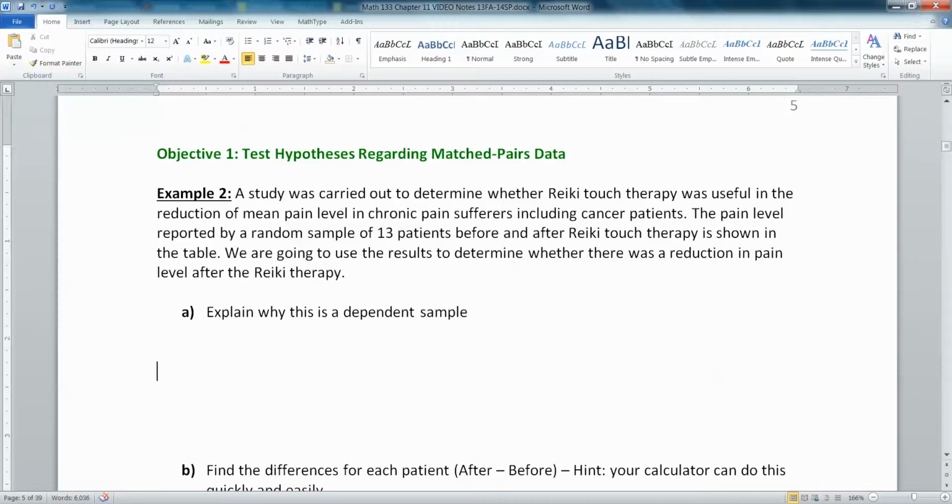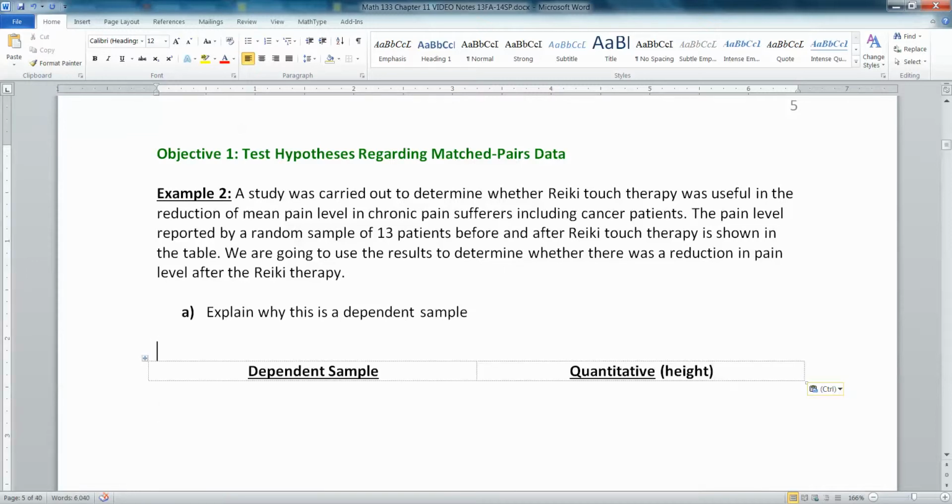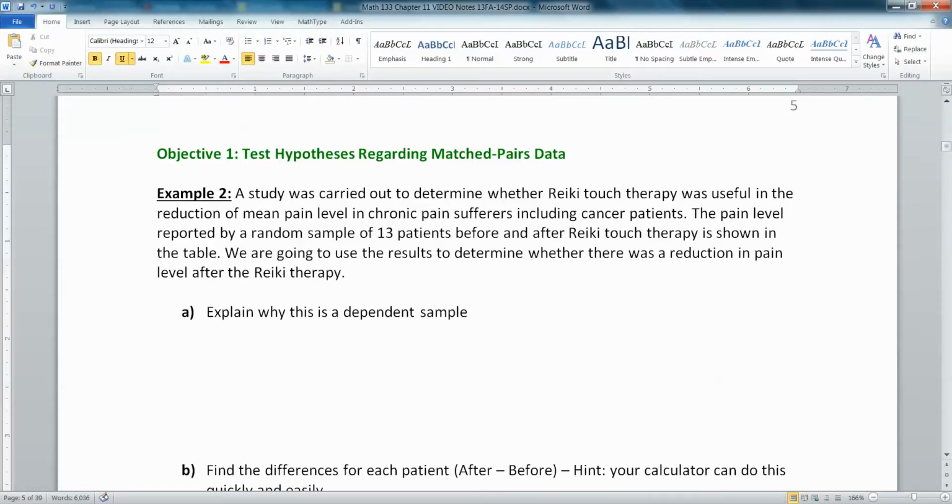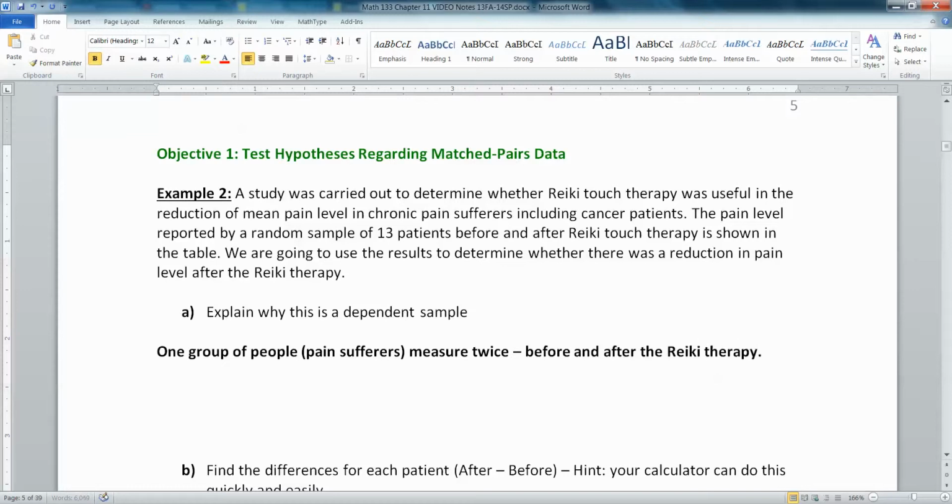So why is this a dependent sample? Right? It totally is, but let's see if we can see why. Actually, I'm going to take that back. It's one group of people, the pain sufferers, that's right, measured twice, right? Before and after the Reiki therapy, which I have no idea what that is.